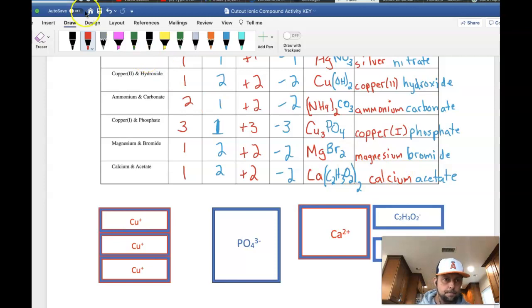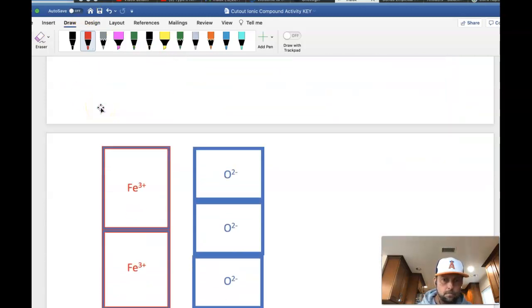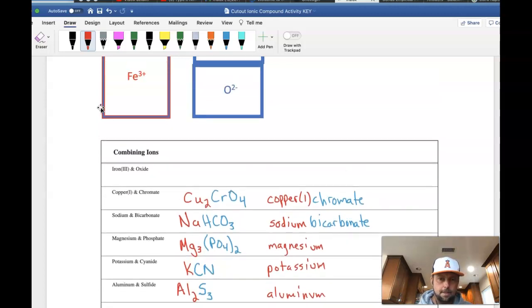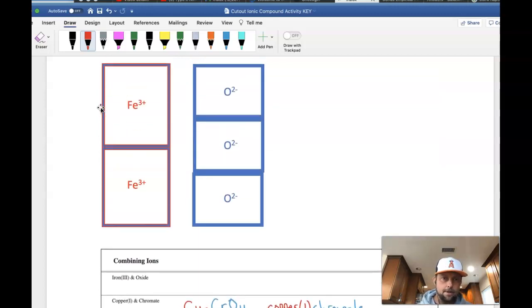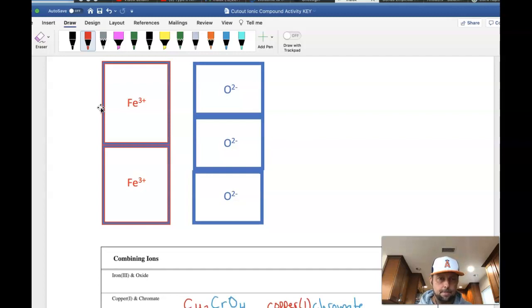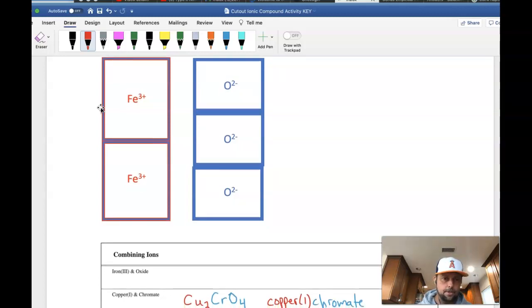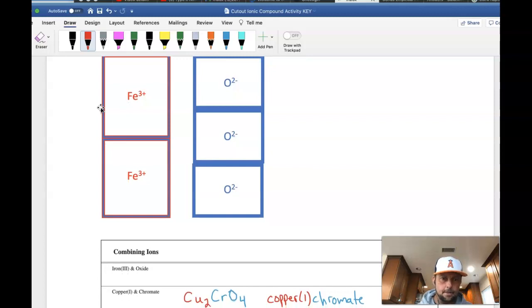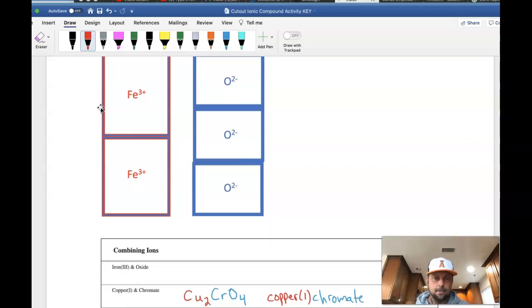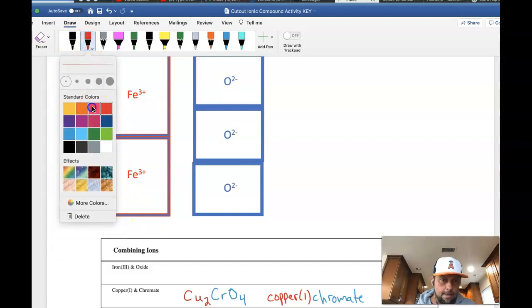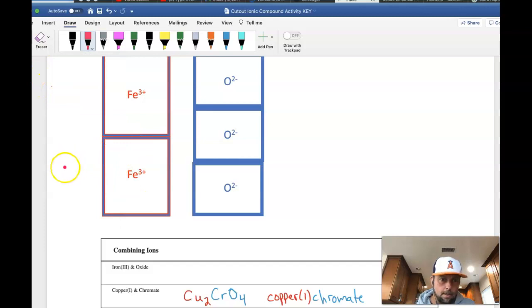For the next page, I filled in many of the answers. But if you notice for iron 3 oxide, in order to get the heights to match up, I need 2 of the +3 charged iron ions, and 3 of the -2 charged oxides. So that gives the same height. And you might notice those charges also add up. So for the iron, I end up getting a total of +6, and for the oxides, I get a total of -6. So our charges are always going to add up to the same value.